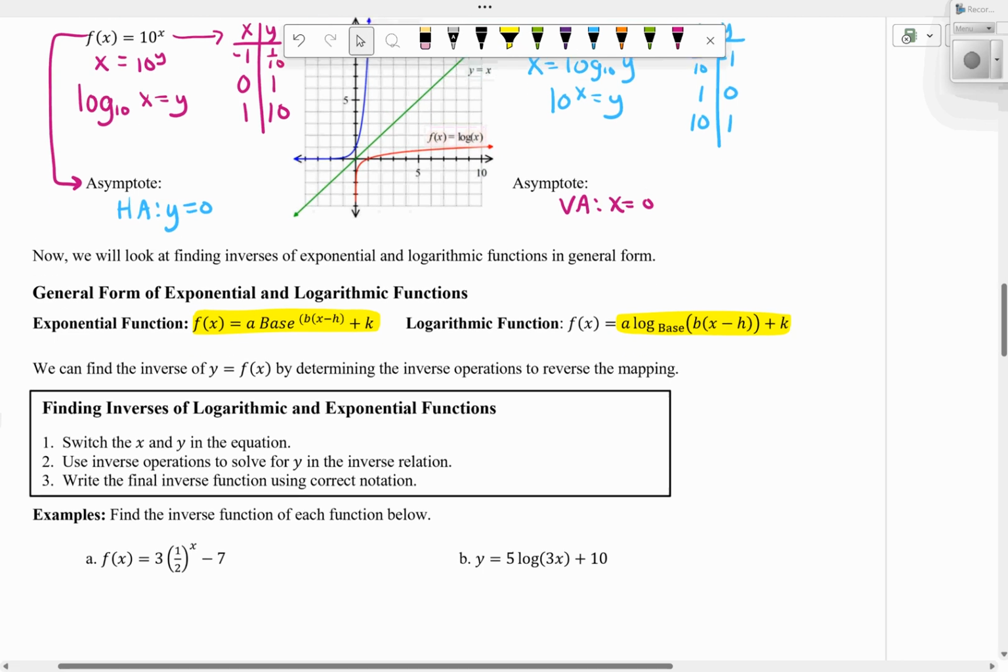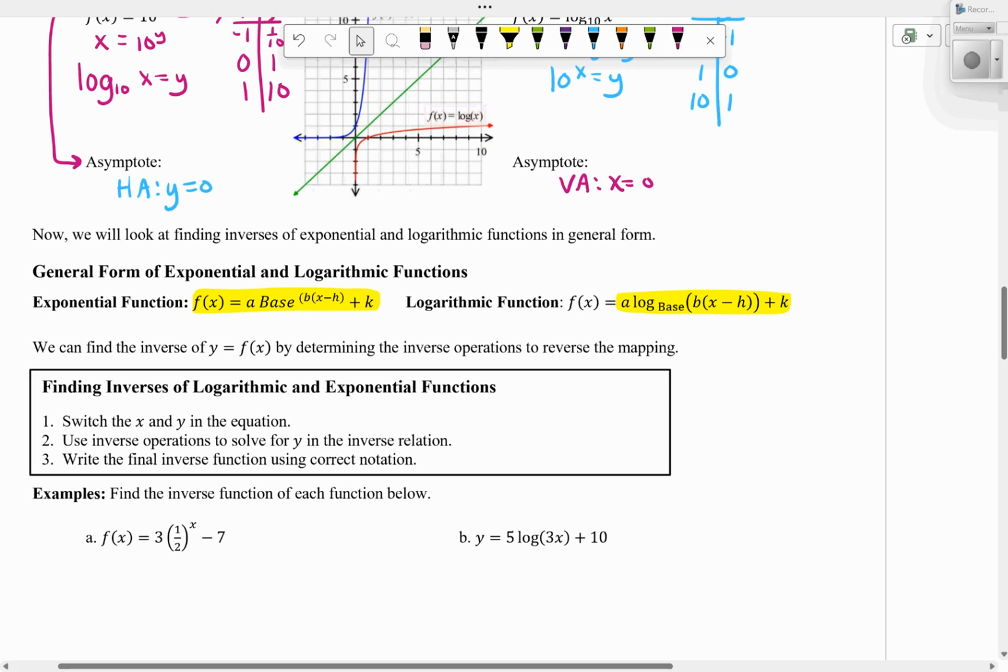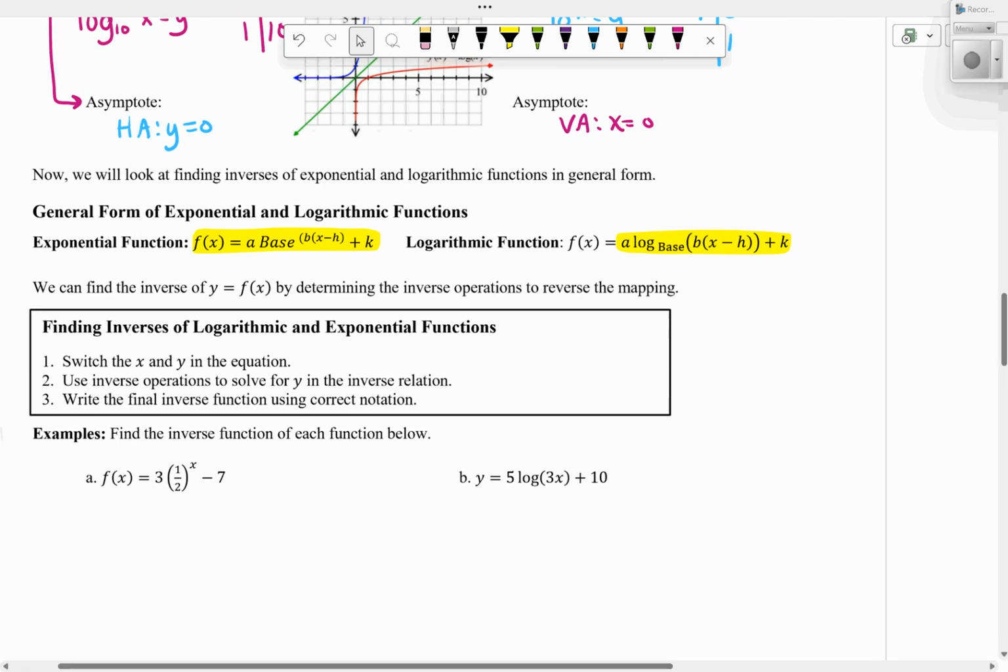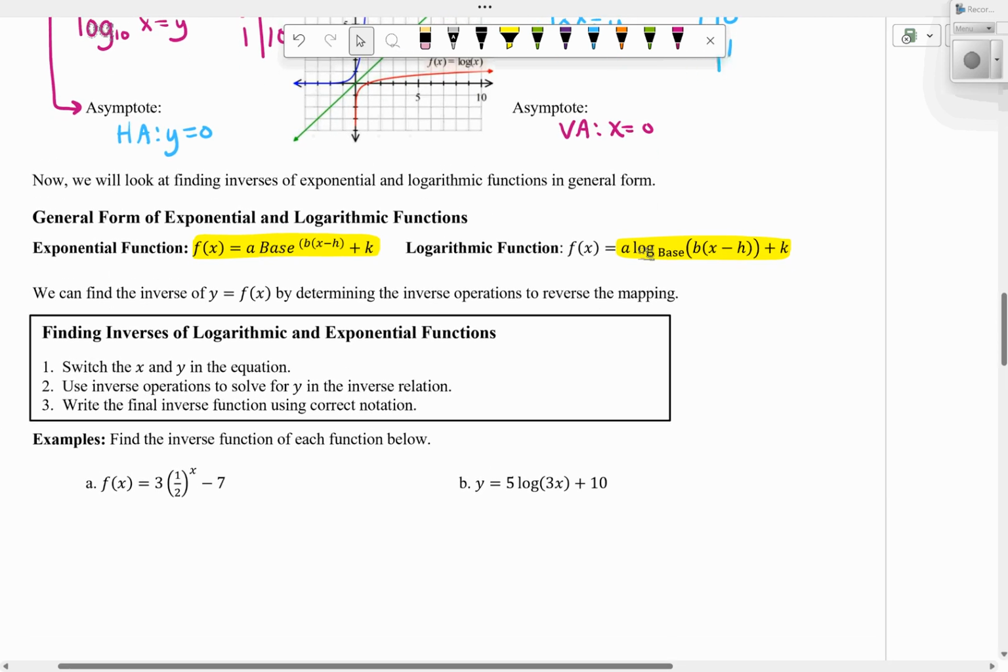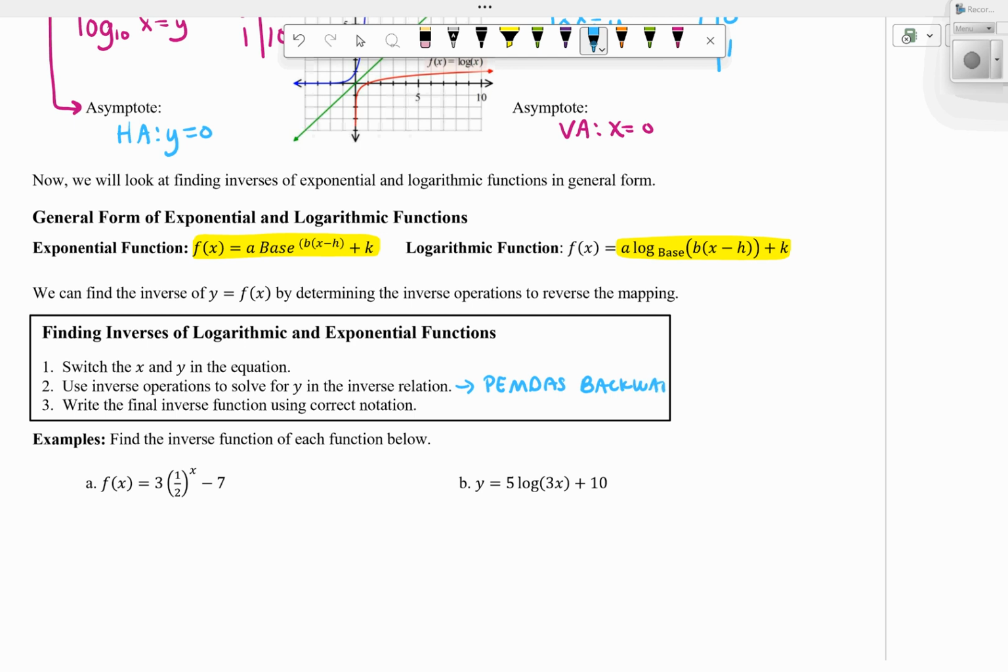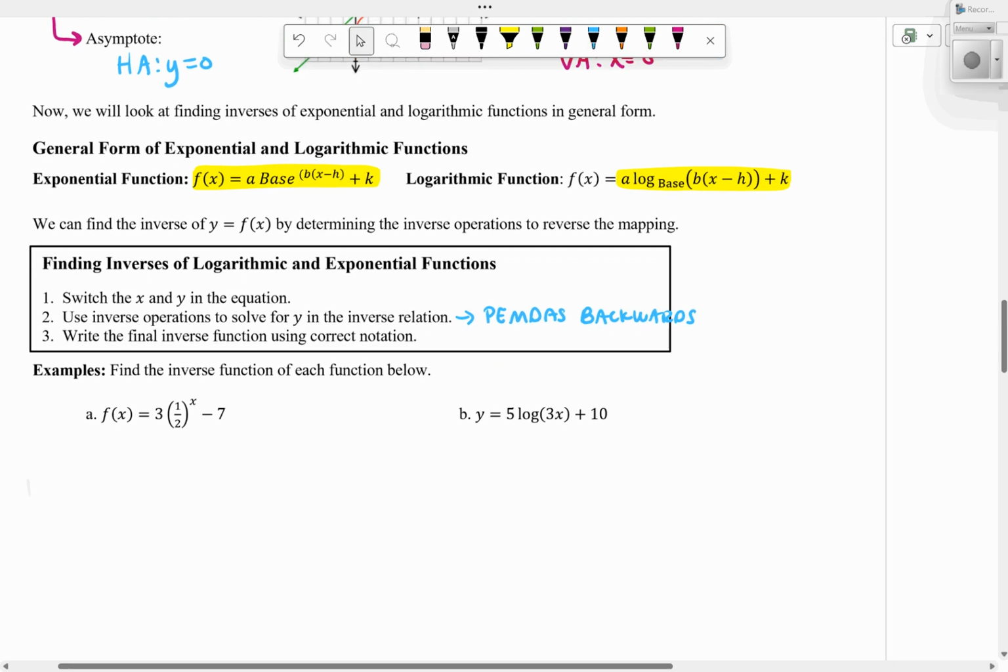So we can find the inverse of y equals f of x by determining the inverse operations to reverse the mapping. So finding the inverse of logarithmic and exponential functions, we switch our x and y's in the equations. We use inverse operations to solve for y and the inverse relation. So we're going to use, again, when you're solving, you do PEMDAS backwards. And then we're going to write the final inverse function using the correct notation.